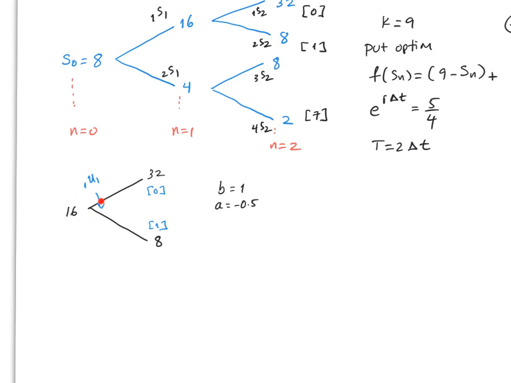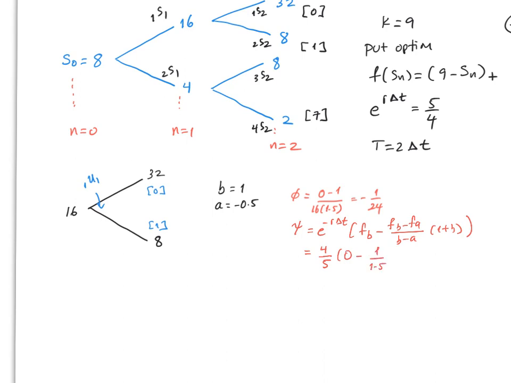All right, so if we wanted to find the price at this point, then here we have phi is equal to 0 minus 1 over 16 times 1.5, which gives you minus 1 over 24. Again, this is not new. You should stop the video and verify that this is the case. And then psi, remember, is equal to e to the minus r delta t times (f(v) minus f(a)) over (v minus a) times (1 plus b). If we plug in the values, this gives you 4 over 5 times (0 minus 1) over (1.5 times 2), which gives us 16 over 15. Okay.